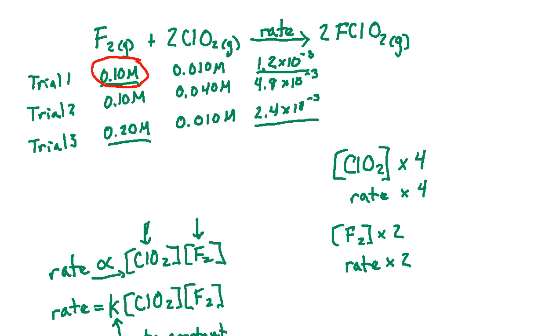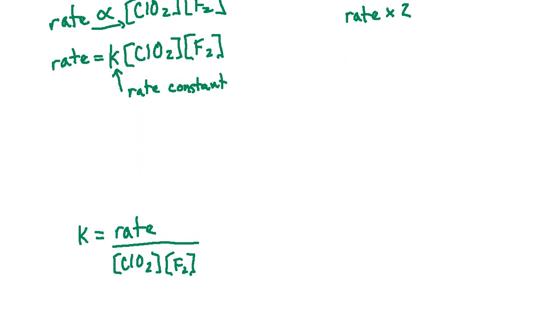So it's going to be 0.1 molarity of the fluorine gas, 0.01 molarity of the chlorine dioxide, and the rate is going to be 1.2 times 10 to the negative third. So if I bring that down here and I plug it in, then K is going to be equal to 1.2 times 10 to the negative third. And keep in mind the rate unit is molarity per second.